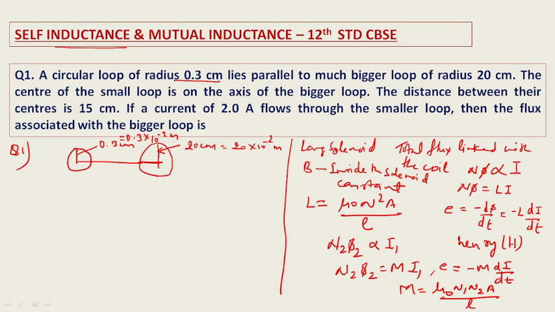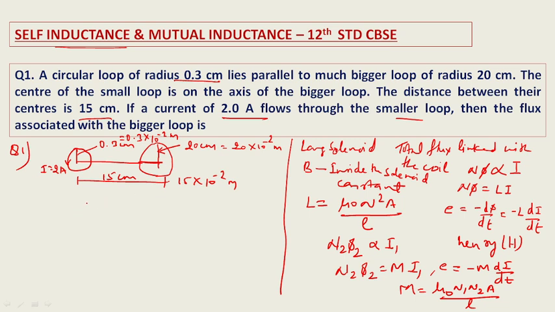It is also given that the center of the small loop is on the axis of the bigger loop. The distance between their centers is 15 centimeter, that is 15 into 10 power of minus 2 meter in SI unit. If a current of 2 ampere, I is equal to 2 ampere, flows through the smaller loop, then we have to find the flux associated with the bigger loop.